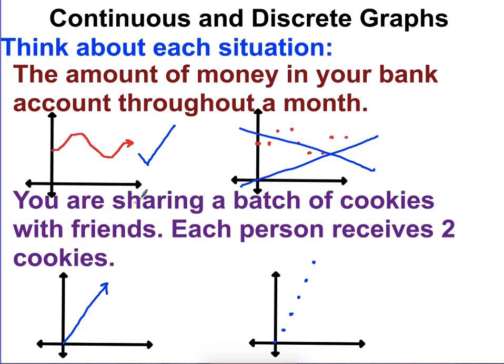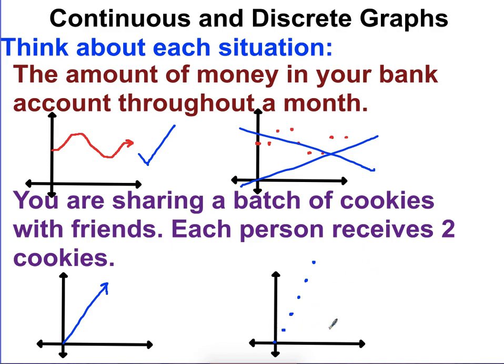Next scenario, you are sharing a batch of cookies with friends. Each person receives 2 cookies. So here's a continuous version of this, and here's a discrete version of this. So if each person receives 2 cookies, would it make sense to have a line showing all the data points, or to just have points here for this one?